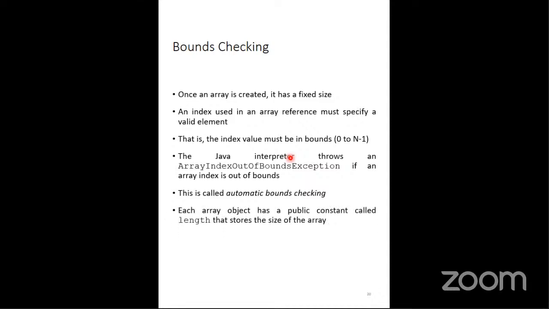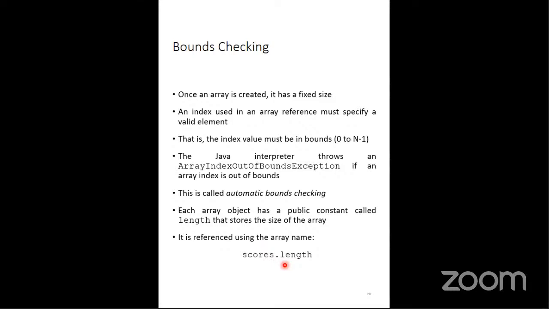Every array object has a public constant called length. Whenever you declare an array, there is one constant attached to it called length, and this length constant allows you to find out the size of the array. So if you want to find out the size of the scores array, you can write scores.length. The value returned by scores.length will be 10. Why 10? Because the size of the scores array is 10.